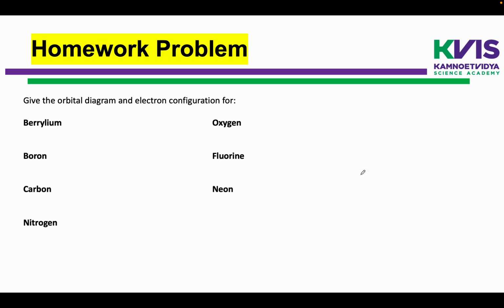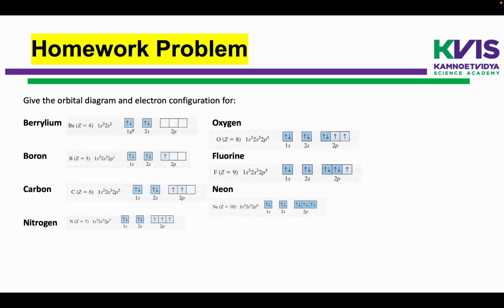So pause the video and spend a few minutes to write the orbital diagram and the electron configuration for each of the following. Okay, so pause the video. All right, so hopefully you had some time to work on this problem over here. So we'll pick a few just to show you as a proof of concept.